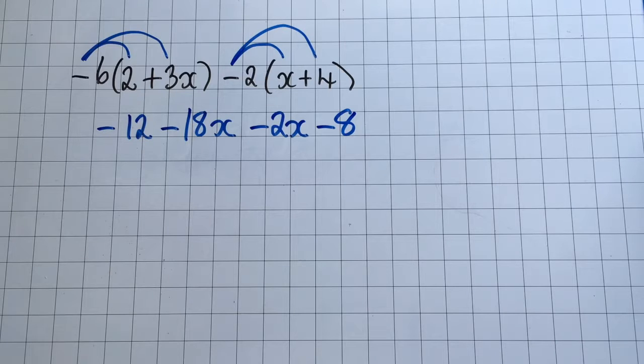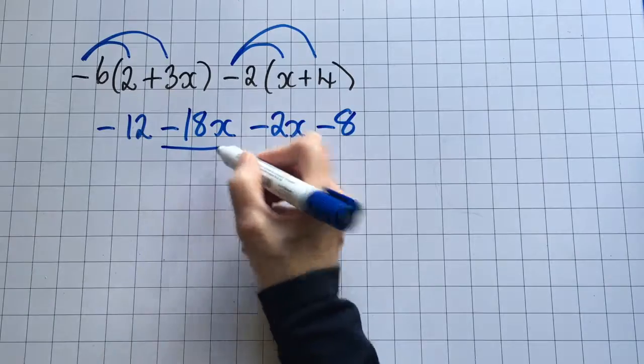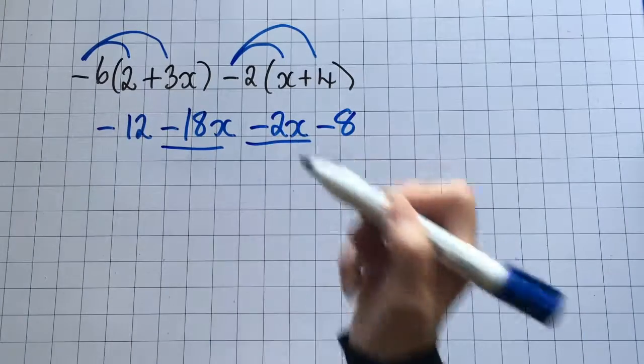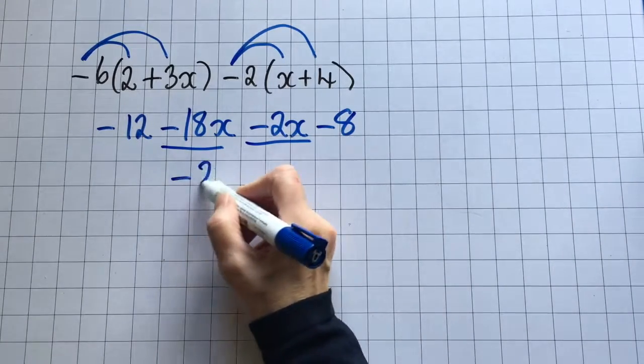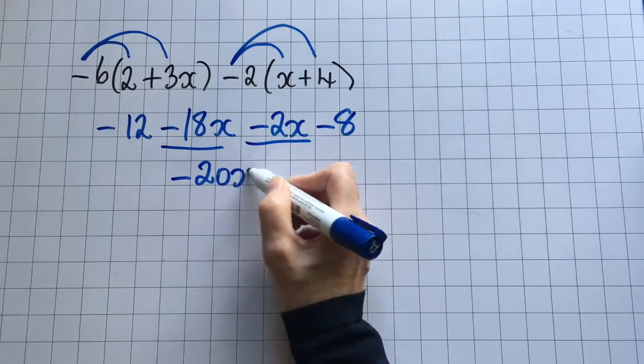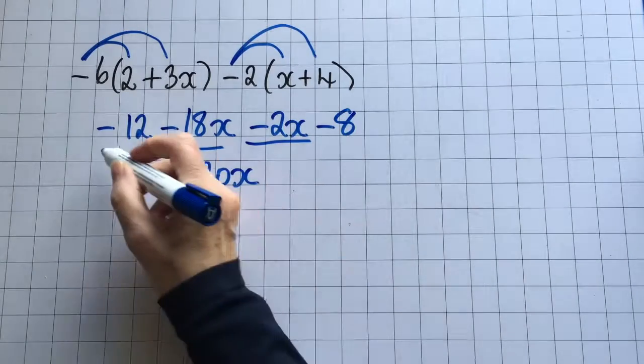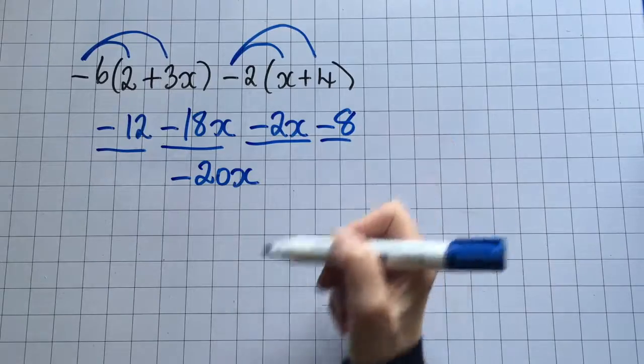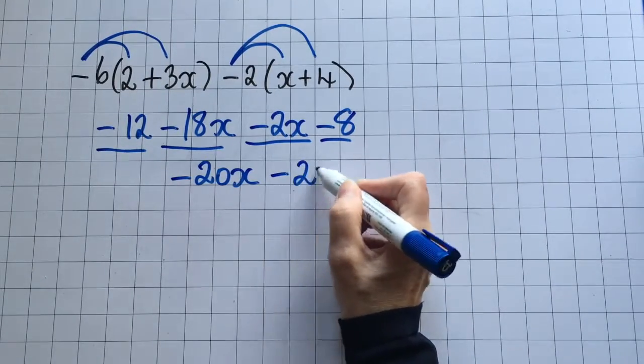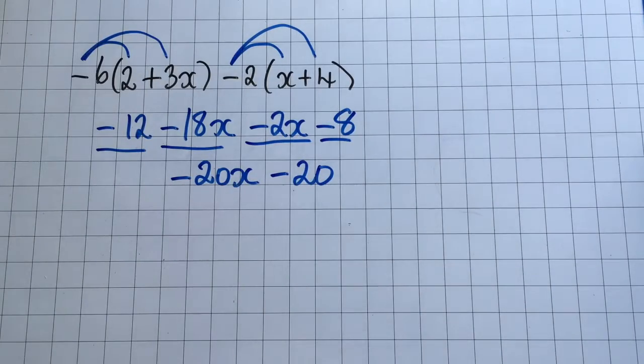And again, I usually do the x's first and then the constants. Minus 18x minus 2x is minus 20x. Like signs, keep those signs and add. Minus 12 minus 8, like signs, keep the sign and add, minus 20.